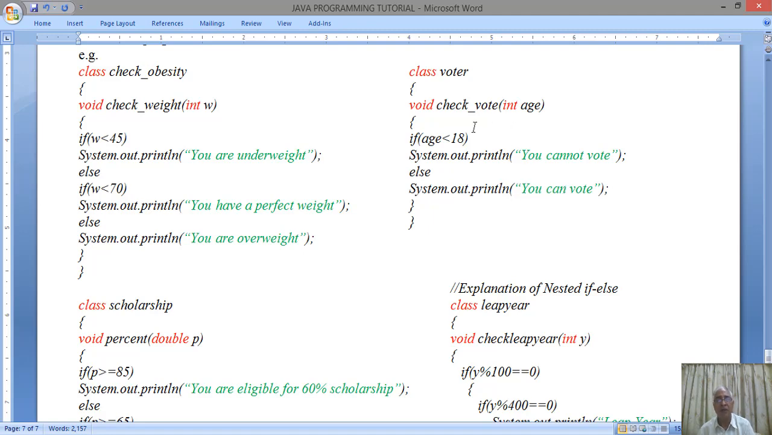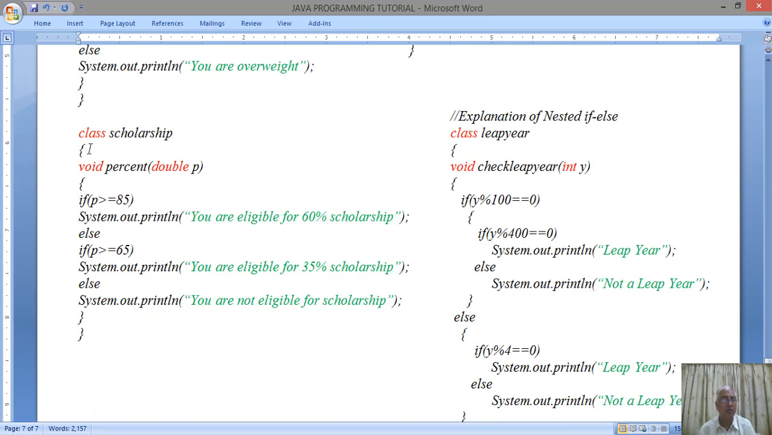So if you enter the age, suppose here as 17 or 16, computer will print you cannot vote. And if you enter the age here as suppose 76, then computer will say you can vote. So this is a simple program for voter. Then we have another program of class scholarship, void percent double. Double P is taken for percentage, because percentage can also be in decimal points.